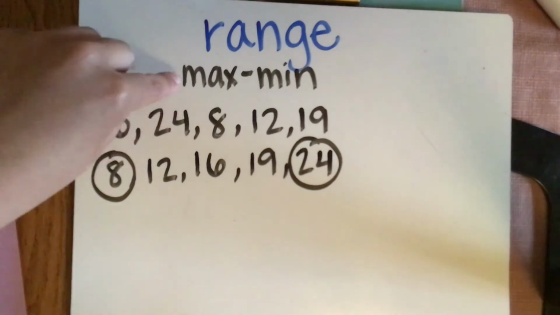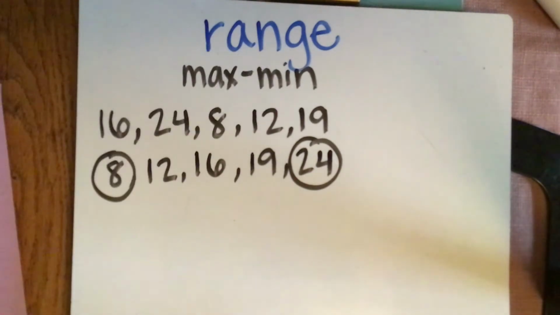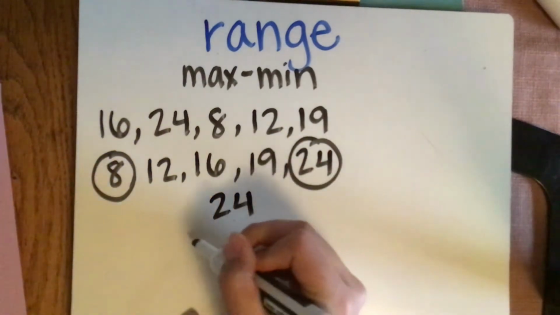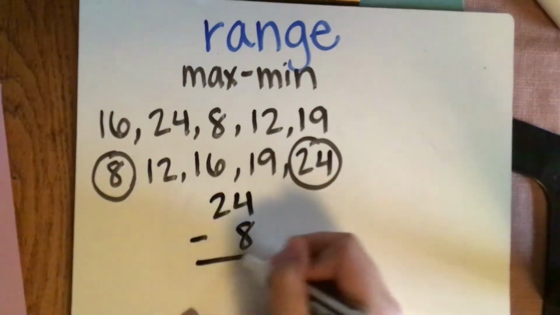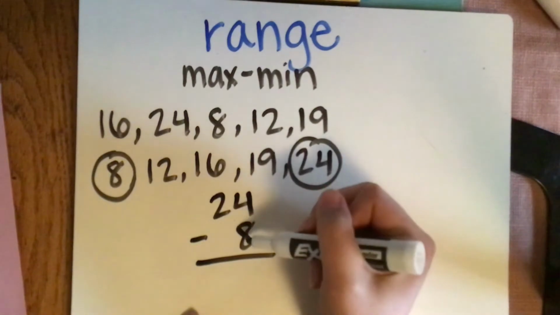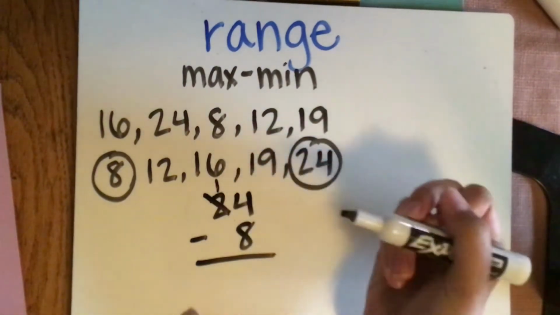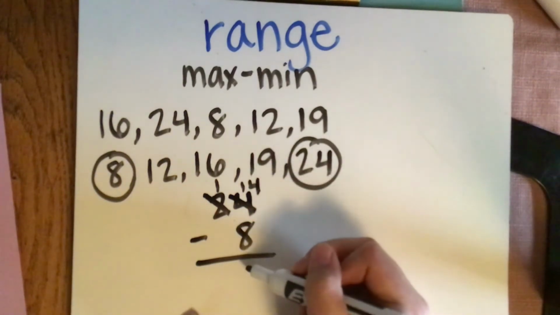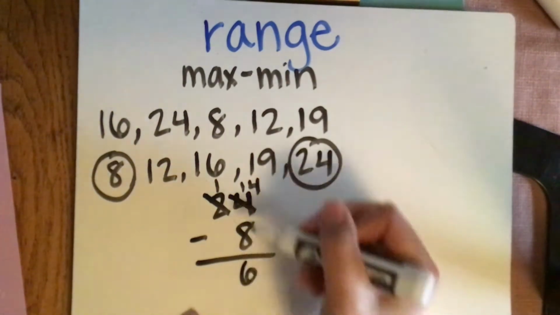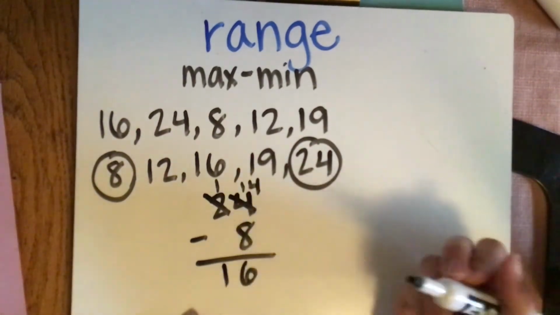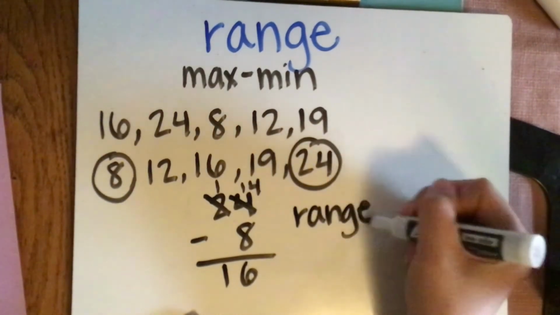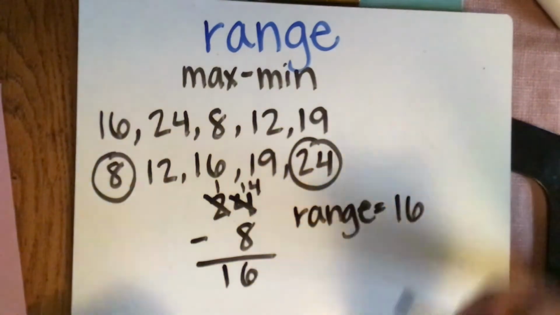So I need to figure out what the maximum minus the minimum is. So I'm going to do 24 minus 8. I can't do 4 minus 8, so I need to borrow a 10 from here. So I'll get 14 minus 8, I get 6. 1 minus 0, I get 1. So my range for this data set is 16.